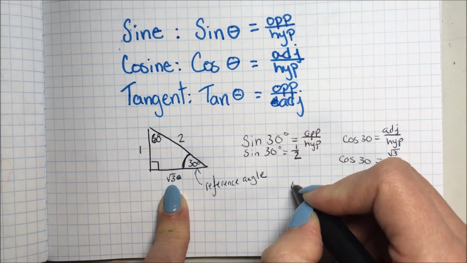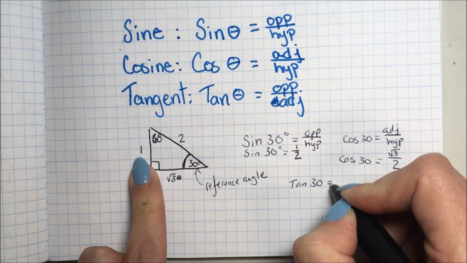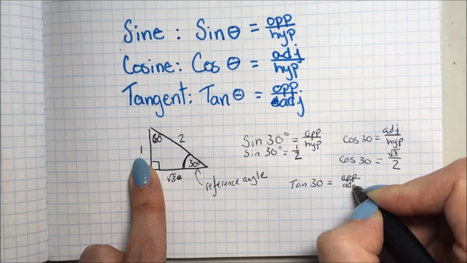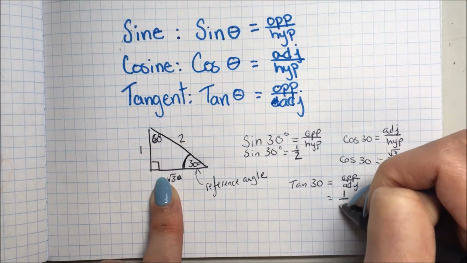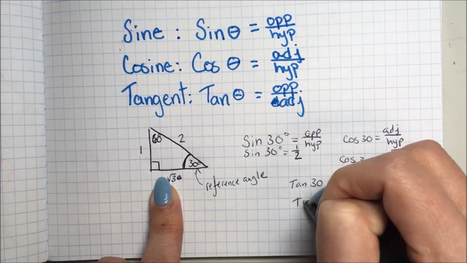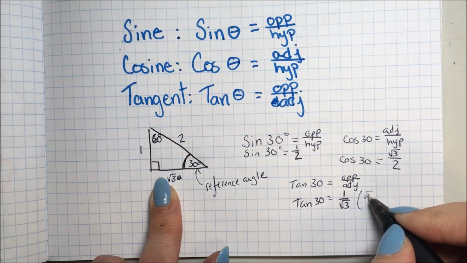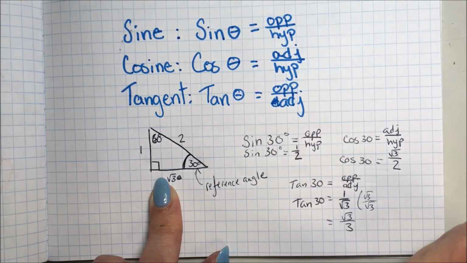And if I were to find the tangent of 30 degrees, that's opposite over adjacent. So the opposite side from 30 is 1. The adjacent side is radical 3. And again, if I rationalize that, I get radical 3 over 3.